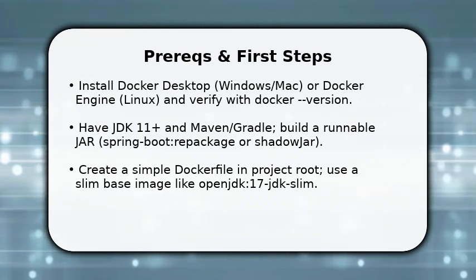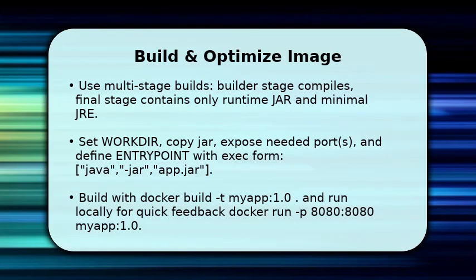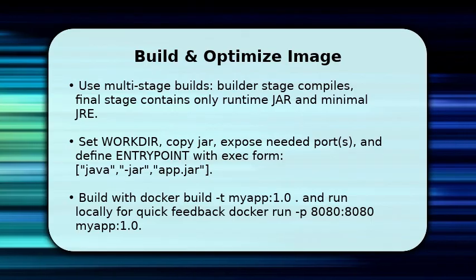Once your Dockerfile exists, use a multi-stage build. Compile in a builder stage, then copy the artifact into a minimal runtime image. This reduces image size and speeds deployments.